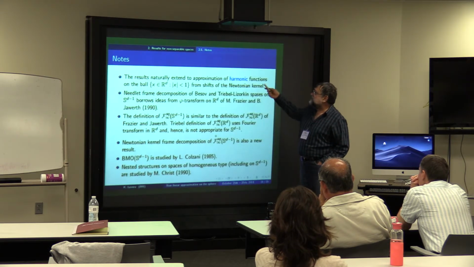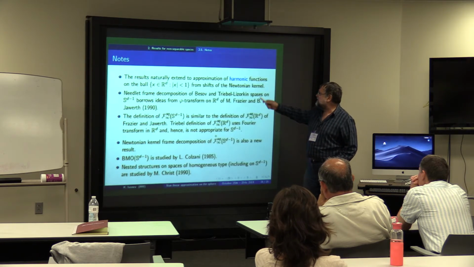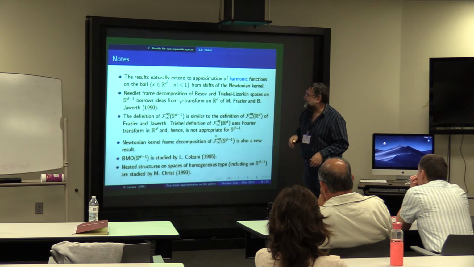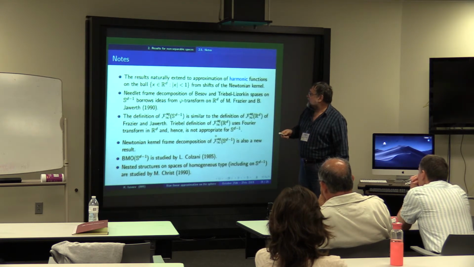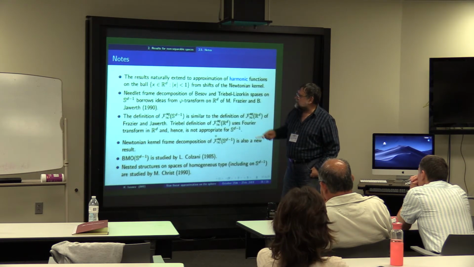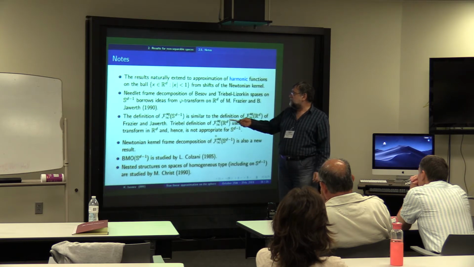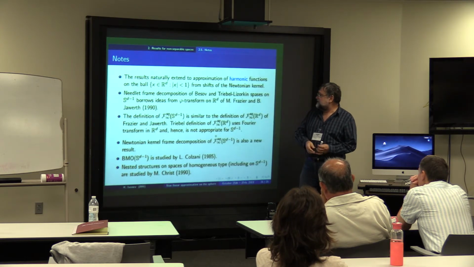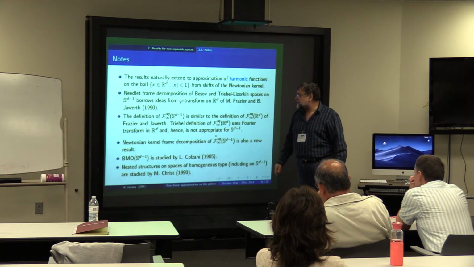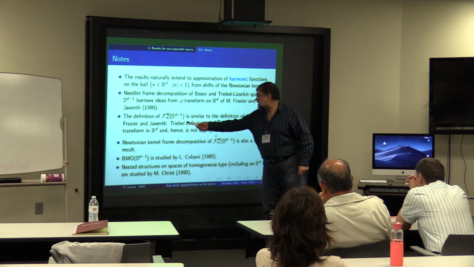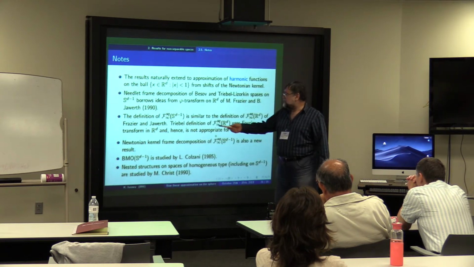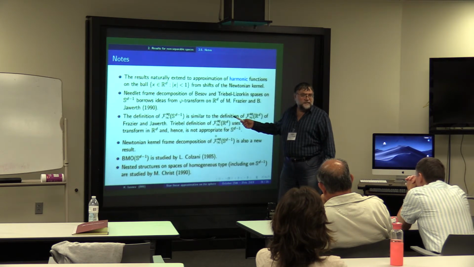All these results naturally extend to approximation of harmonic functions on the ball. I haven't written the theorems, it would be too much. Now, the needed frame decomposition of Bessel Triebel-Lizorkin spaces on the sphere borrows ideas from the phi transform of Michael Frazier and Jawerth. Now, in the next slide, this definition here is similar to the definitions of Frazier and Jawerth, but not to the definition of Triebel of the same type of space.